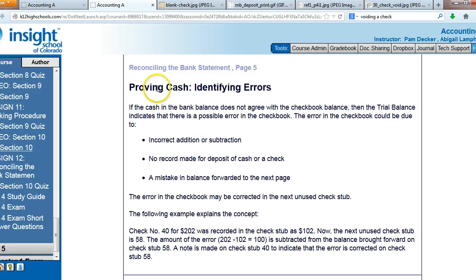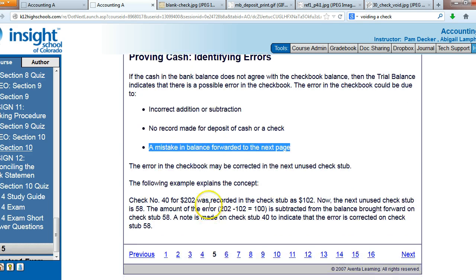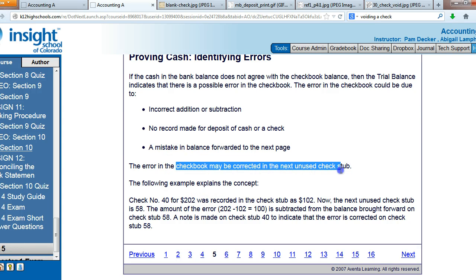Okay, proving cash. So if it doesn't add up, then we have to figure out where we went wrong or identify the errors. If the cash and bank balance does not agree with the checkbook balance, then the trial balance indicates that there is a possible error in the checkbook. This could be due to incorrect addition or subtraction. Maybe there was just no record made for the deposit of cash or a check, or maybe there was a mistake in the balance that was carried forward to the next page. So we need to correct this error in the checkbook by using the next unused check stub. The following example explains this concept.